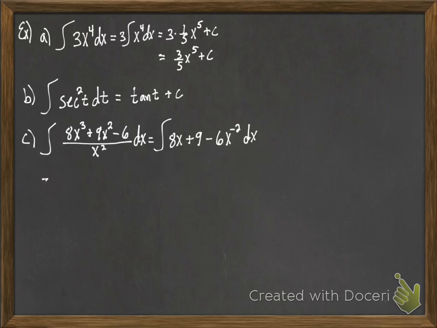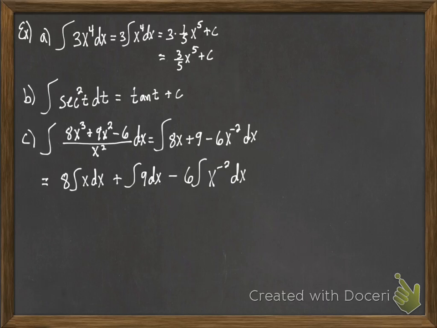Now what I'm really going to be using here are several of my properties that will allow me to break up this sum and difference of things into a group of separate integrals, and also factor out any constants. So I start with doing that. I can have 8x by itself, but I can also factor out the 8. So I get 8 times the integral of x dx, and then plus the integral of 9 dx, and then minus 6 times the integral of x to the negative second dx.